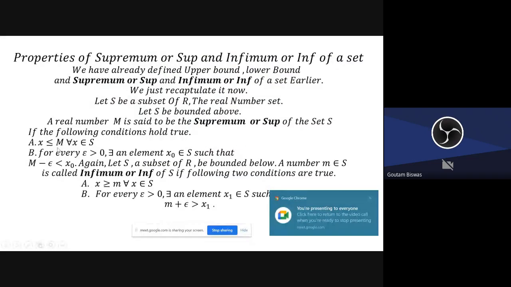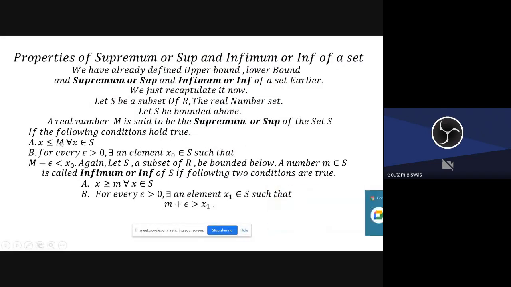So this M is known as the supremum. Every supremum must have these two properties. Then infimum, just the opposite property, and always related with the lower bound. So x must be greater than or equal to M, and M plus epsilon will be greater than some x. So these two conditions, A and B, are just reverse to each other.